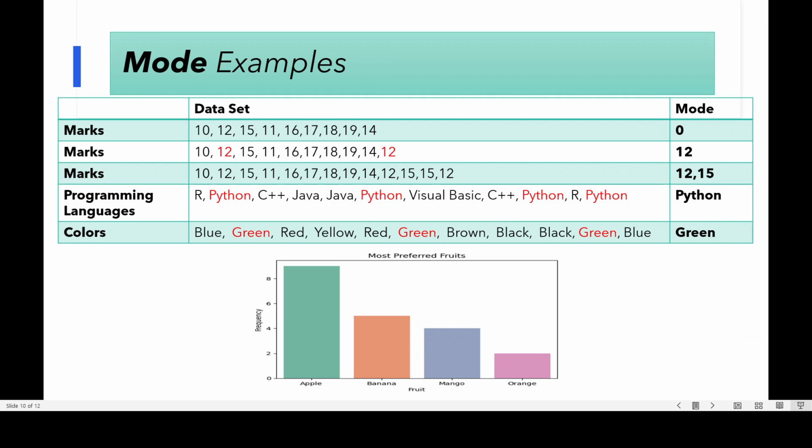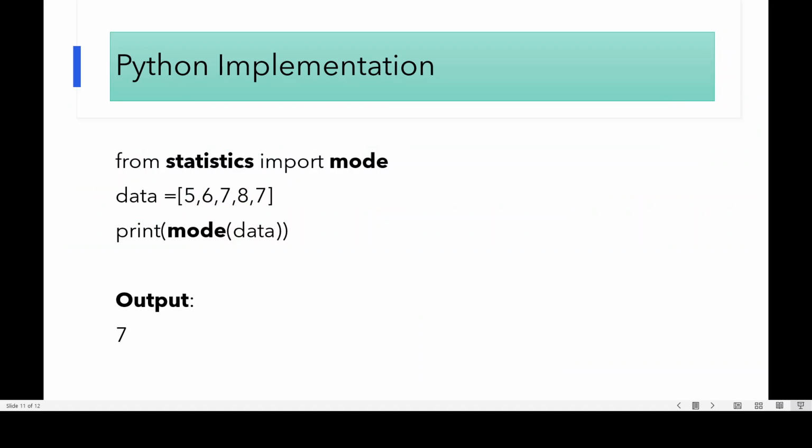Here are examples. In the first data, the mode is 0 because all values are distinct. There is no value that appears more than one time. In the second, the mode is 12, and in the third set there are two modes, 12 and 15. In programming languages, the modal language is Python, and in the colors, green appears most frequently in the data set, so this is the modal color.